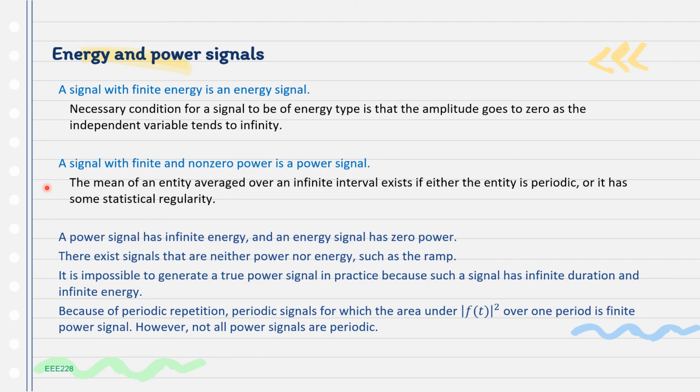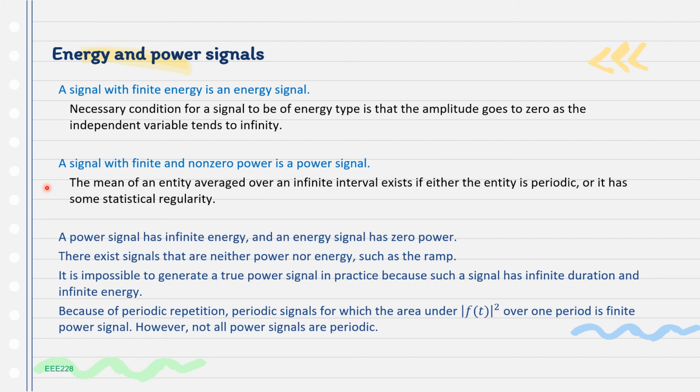If the signal is a power signal, that means we are able to find the mean of the signal, which is, we are able to average it over an infinite interval. So that means this signal is periodic. Can you imagine that? Or it has some statistical regularity, because we are able to find the average over an infinite interval. Think about this.